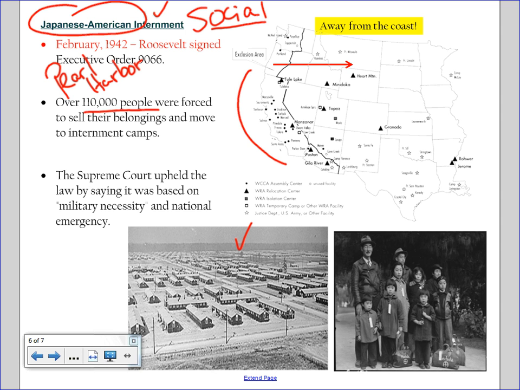The idea was that they were worried about sabotage or spying. And obviously, most of these people were American citizens and had nothing to do with Pearl Harbor. But once again, that fear, that prejudice, it's a time of emergency. The Supreme Court upheld it, saying that it was a military necessity, a national emergency. But once again, very sad point in American history, which we will examine in more detail.